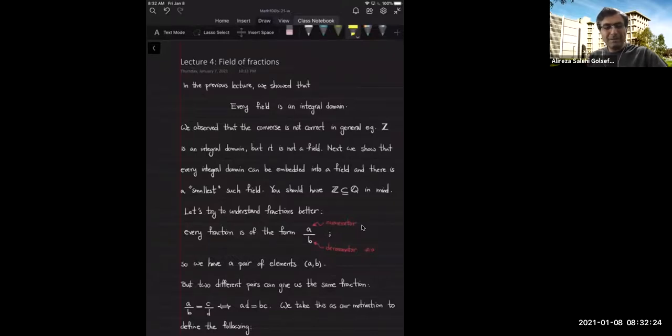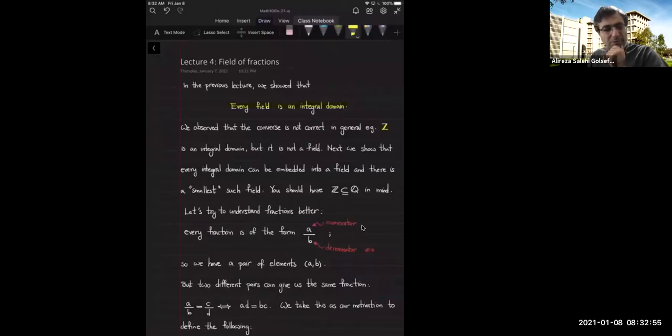Hello. In the previous lecture, we talked about integral domains and fields, and we showed that every field is an integral domain. We also discussed that the converse is not necessarily correct. For instance, the ring of integers is an integral domain, but it's not a field. Though for finite rings, we also showed that every finite integral domain is a field, but in general, an integral domain is not a field.